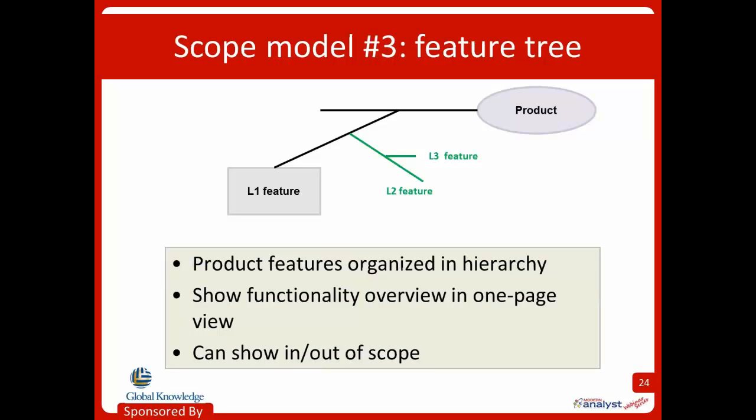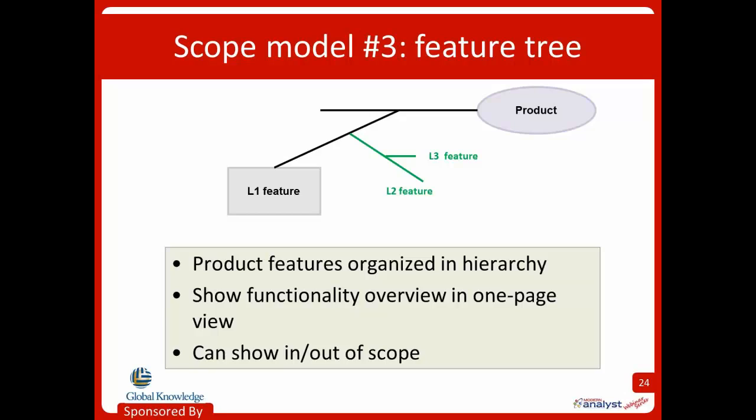All right, our third scope model is the feature tree. This depicts the product's features organized into logical groups. We hierarchically subdivide our features into further detail here. So the product's going to be in an oval on that straight line across the top. The top level features, we also call those L1 features, or for level 1. Those are going to be in boxes.